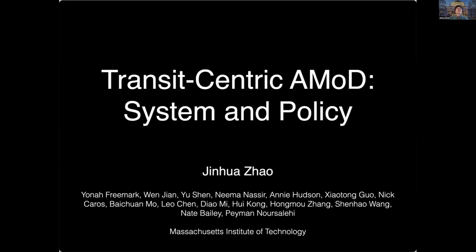So I titled this Transit-Centric Autonomous Mobility on Demand. We'll talk about the system design and policy aspect. Particularly, I want to emphasize the transit orientation. So in today's talk, I want to try to basically answer one question: what's the difference between a transit-oriented AV operation versus a generic AV operation? How does the transit orientation really make a difference here?